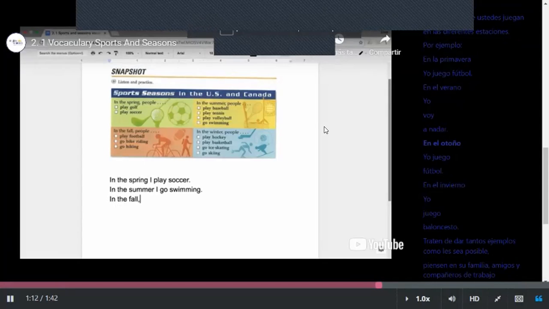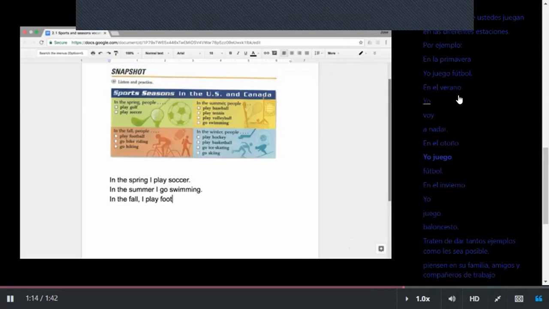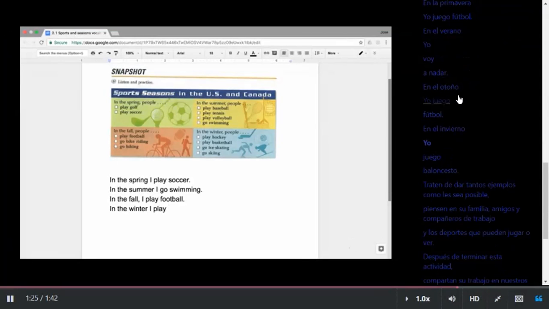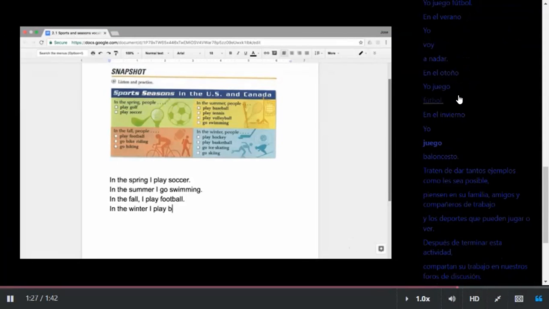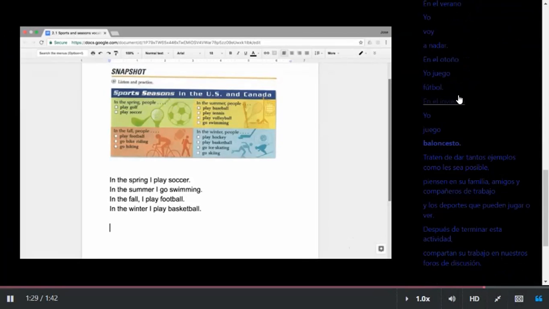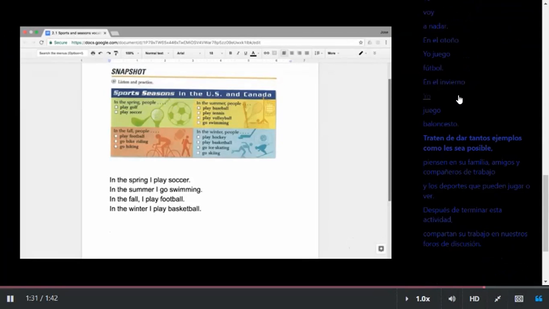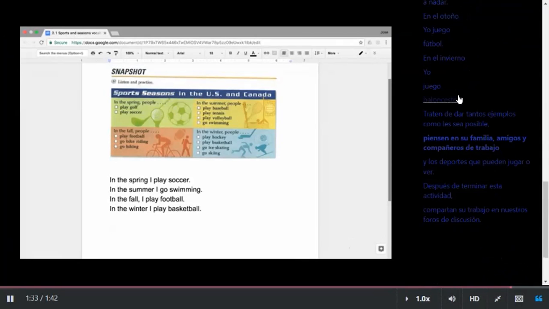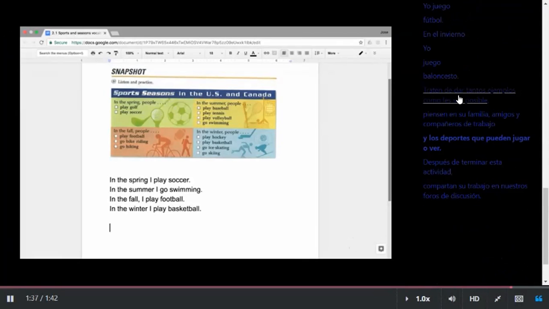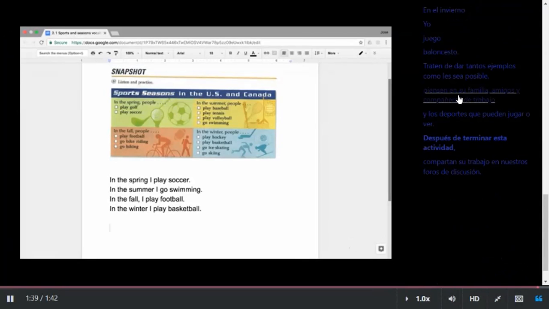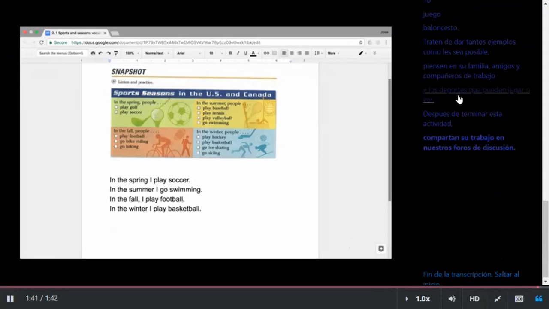In the fall, I play football. In the winter, I play basketball. Try to give as many examples as you possibly can. Think about your family, friends, and coworkers, and the sports that they play. After you finish this activity, share your work in our discussion forums.